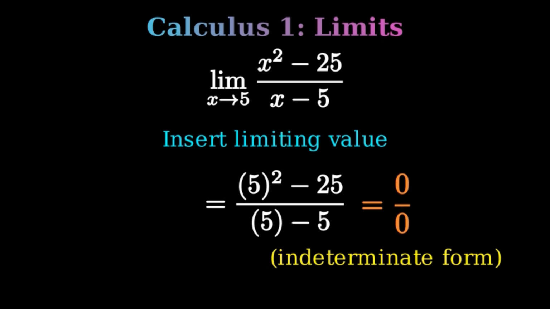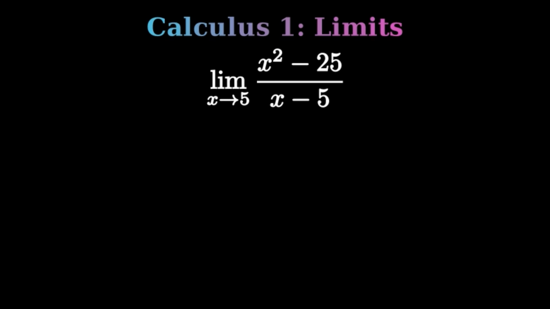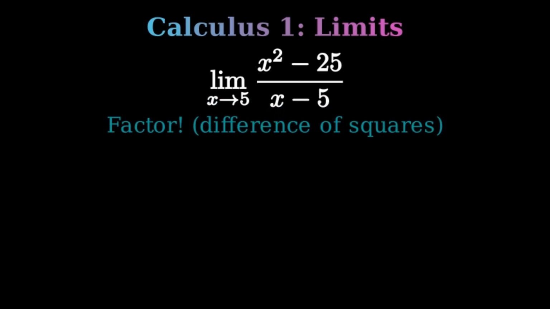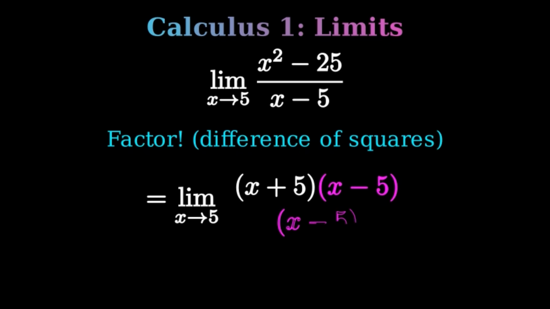Since that doesn't work, we're going to look towards algebraic manipulation. That typically means factoring. In this case, I could factor the top using the difference of squares. So we open this up by saying it's x plus 5 times x minus 5 over x minus 5. Now I'm pretty sure you see what's going to happen to those two terms in purple. They're going to cancel. That's what you're typically looking for in these beginner limit problems, for things to cancel if inserting the limiting value doesn't work.